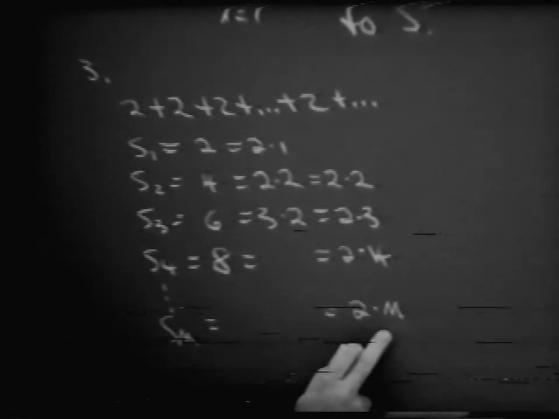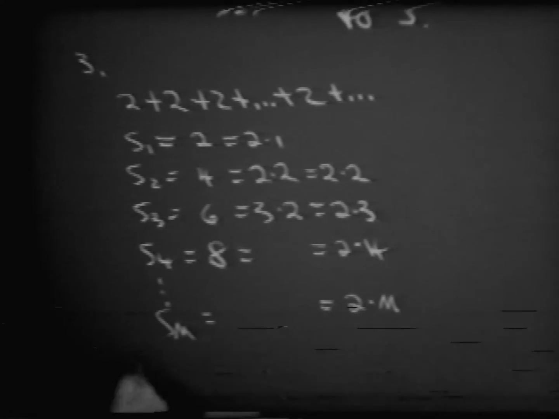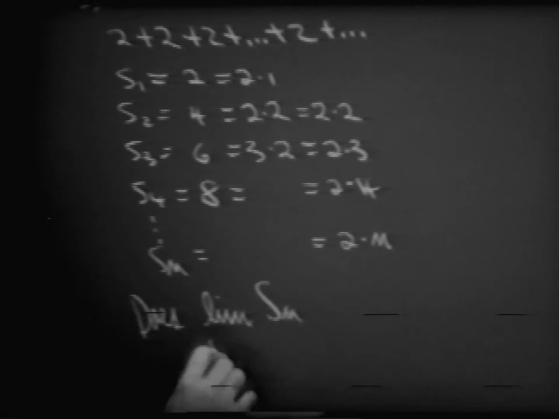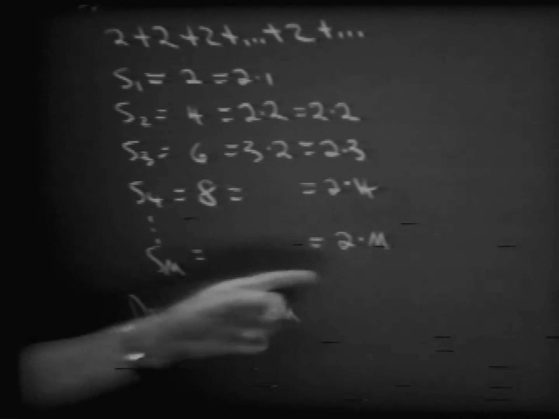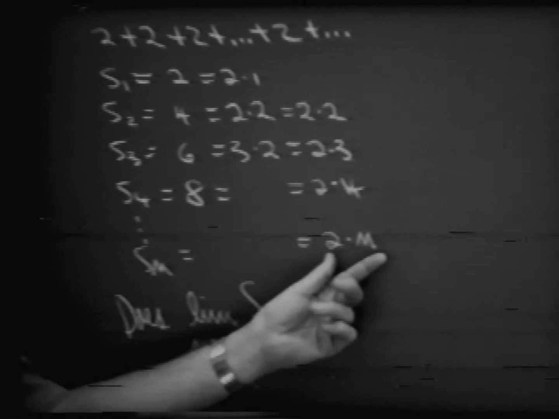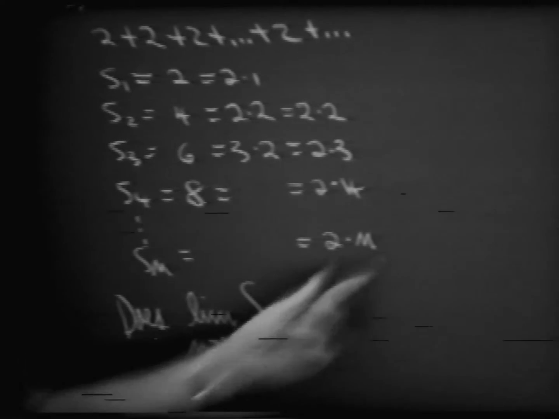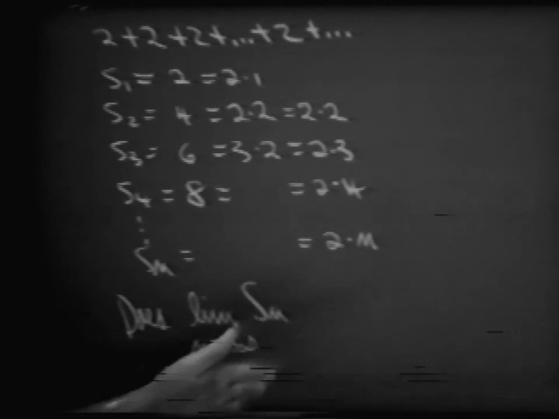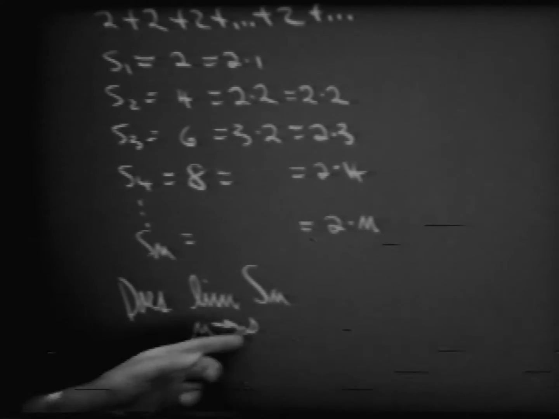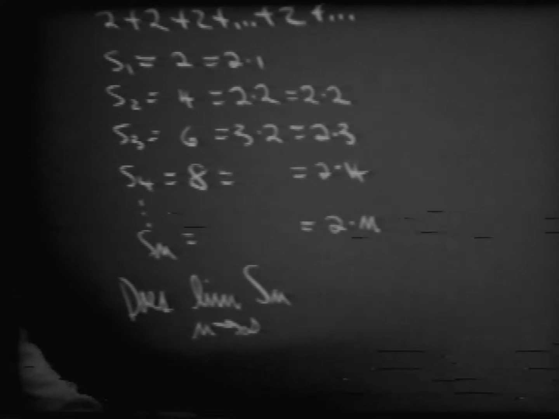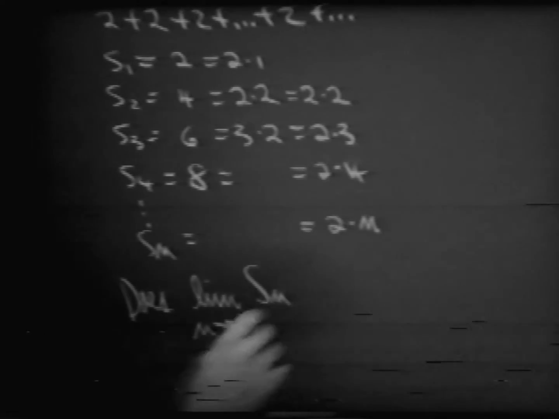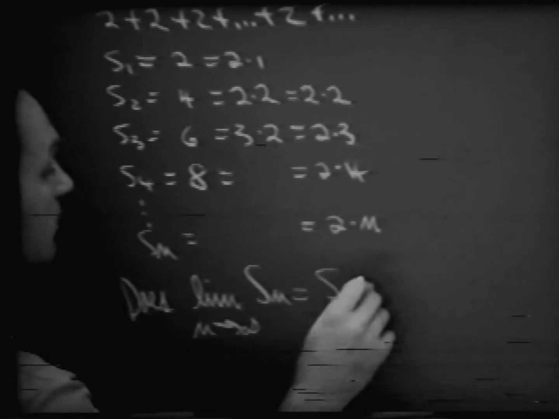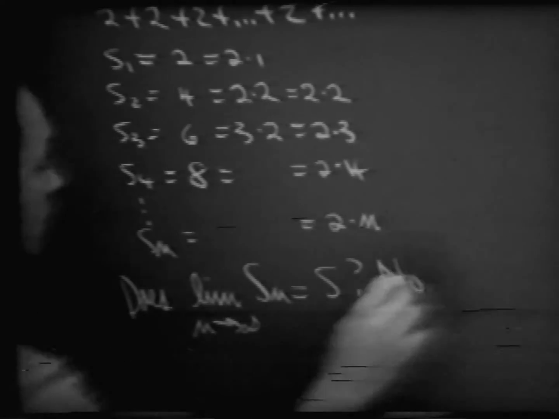Okay? Now the question is, does the limit of S sub n as n goes to infinity, looking at our term here, which is 2 times n, does this limit exist? Does this go to some number? As n gets bigger and bigger, does the limit of S sub n as n goes to infinity converge to a number? And what does your intuition tell you? I think you would say that the answer is no. Does this thing equal some number S? And our answer is no.